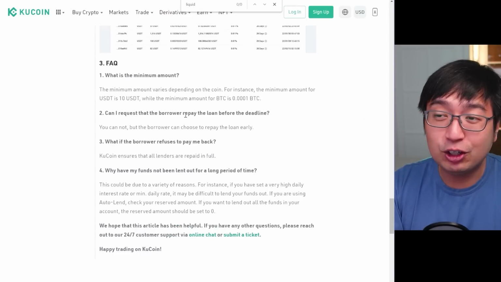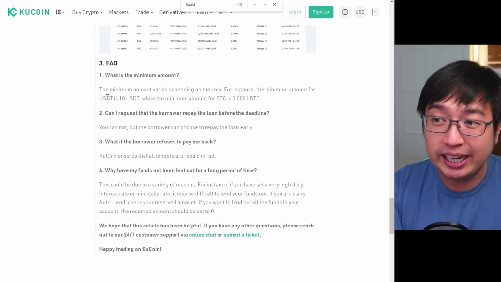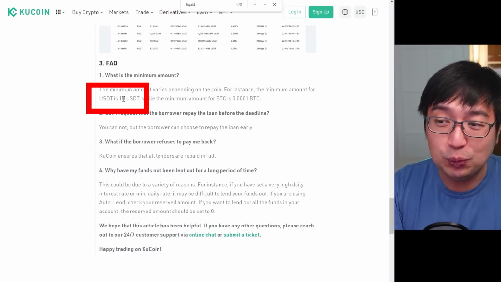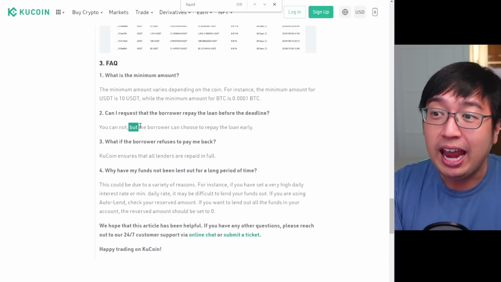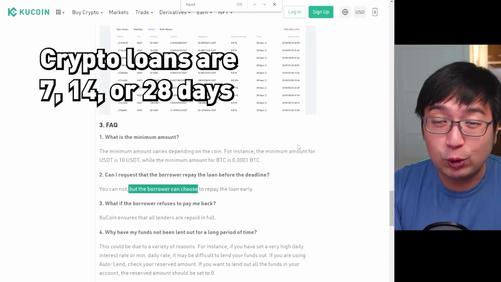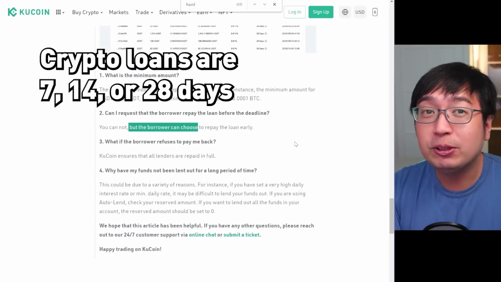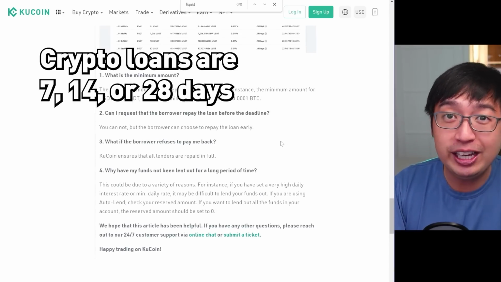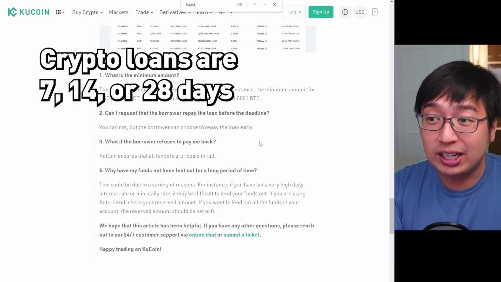Now we got to look into how lending works. So if we look at the crypto lending marketplace, the minimum to get started is the value of 10 USDT. That is the minimum. And if you loan out your crypto, it's going to be in increments of 7, 14, or 28 days. The person borrowing that can pay it back early, but there's no guarantee that will happen.